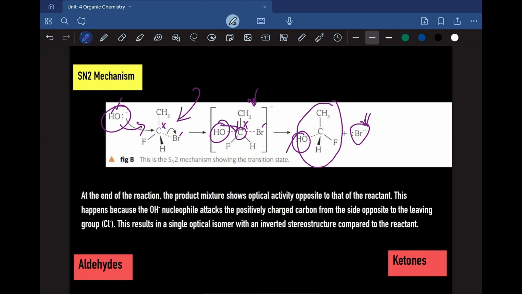This is the transition state. Okay, this is the transition state. Now let's understand the explanation, and you have to memorize this explanation as well as this drawing.